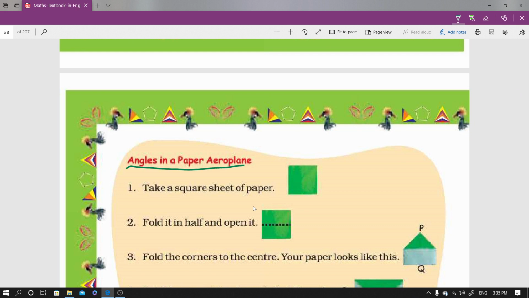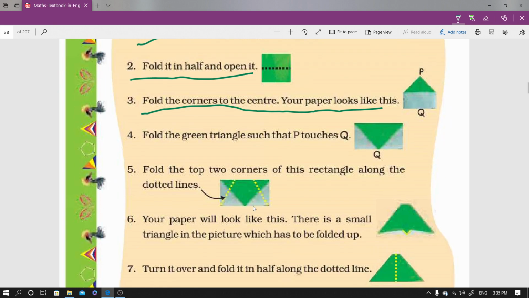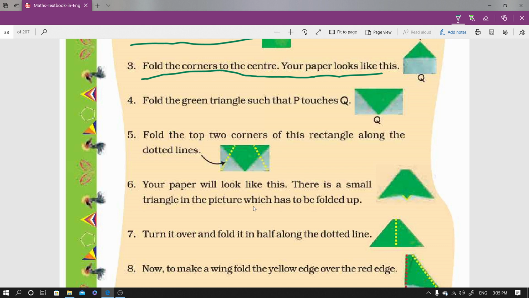Angle in a paper aeroplane. Take a square sheet of paper, fold it in half and open it. Fold the corner to the center. Your paper looks like this. For the green triangle, measure the angle at P and Q.